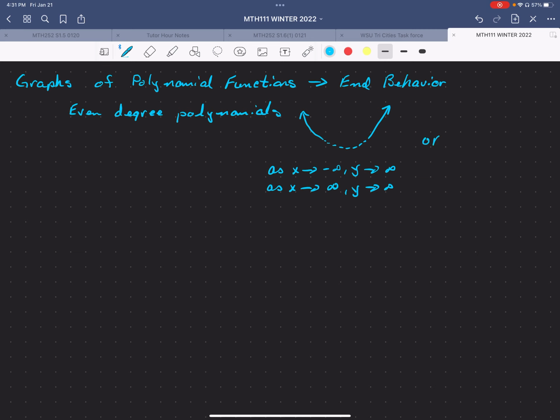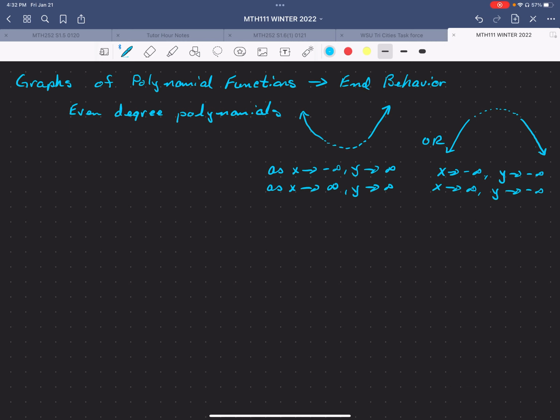Or they can also be upside down, just like parabolas can be upside down. So it might look like this, and there might be weirdness in between there, but we don't care about that because we only care about the ends right now. Or it can be upside down, which means that as x goes to negative infinity, y goes to negative infinity. And as x goes to positive infinity, y goes to negative infinity. Now, how do we know the difference? Just by looking at the equation.